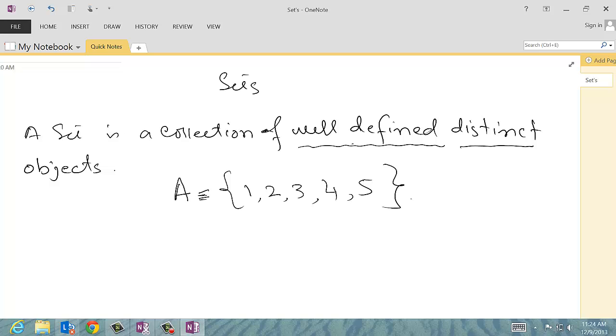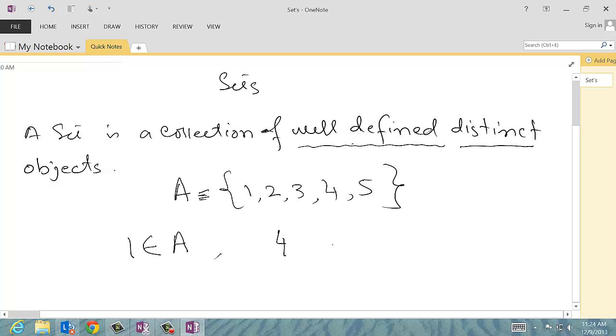For example, 1 is a member of this set, and we use this symbol to say that 1 is a member of set A in mathematics. That's how we write 1 belongs to A. And what symbol will you use if you want to say that 4 is a member of A? Definitely in mathematics we are going to use this symbol that will tell that 4 is a member of or is an element of set A.